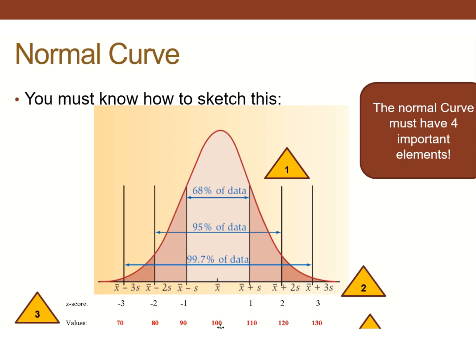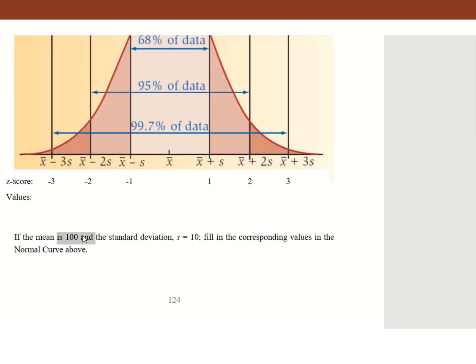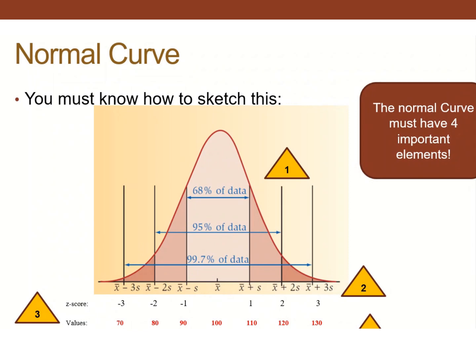Right in the middle is 100 because that is your mean. What's the standard deviation? 10. So as you go to the right, you keep adding 10: 100 plus 10 plus 10 plus 10. Then on this side it is minus 10, minus 10, minus 10. When we say 1 standard deviation away, it is basically this part: minus 10 and plus 10. We say 68% of the data lies within 1 standard deviation away. Within 2 standard deviations away, 95% of the data lies. Within 3 standard deviations away, 99.7% of the data lies.